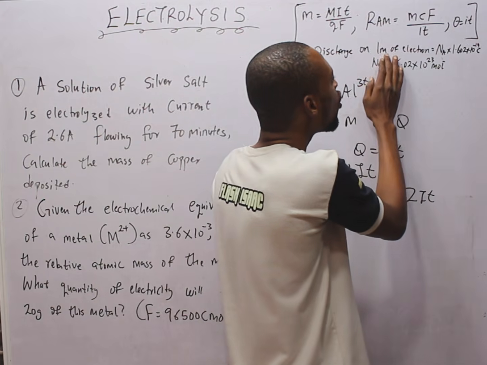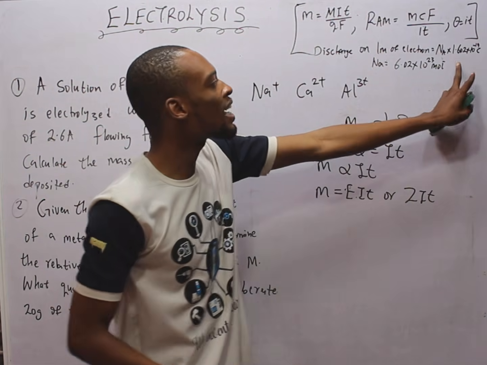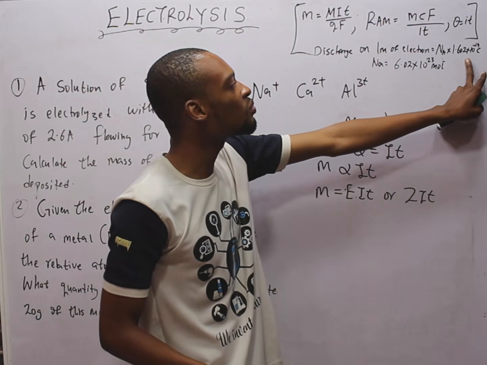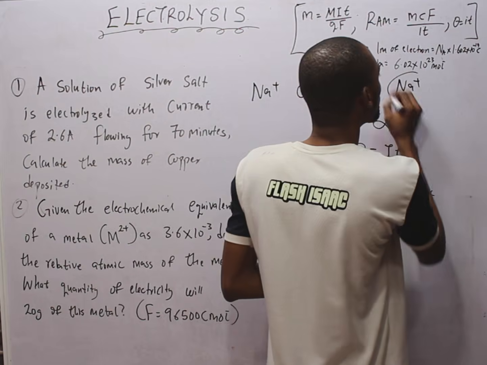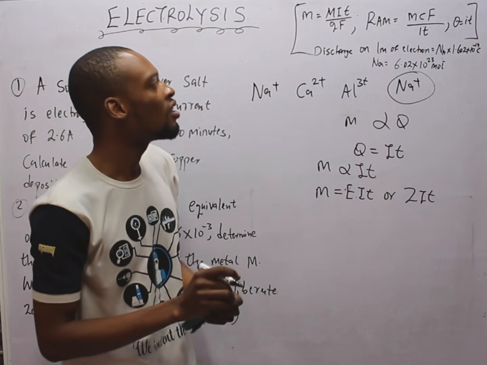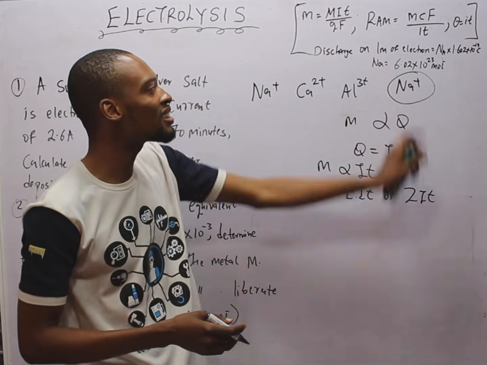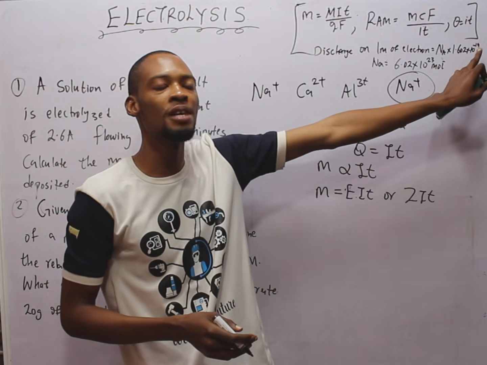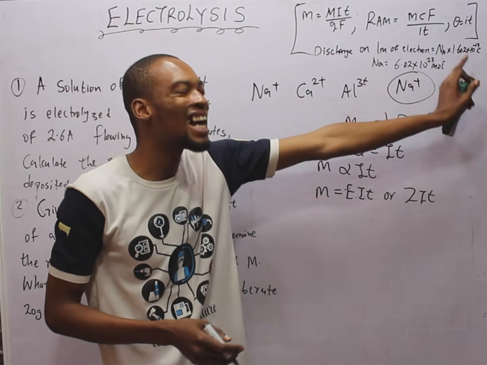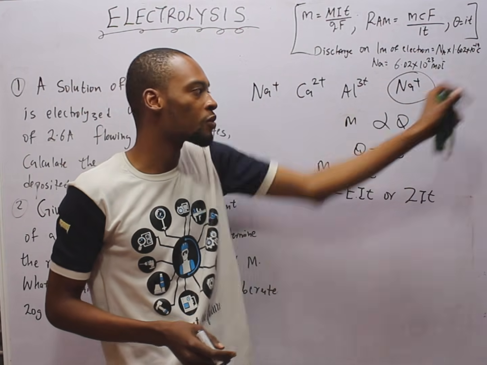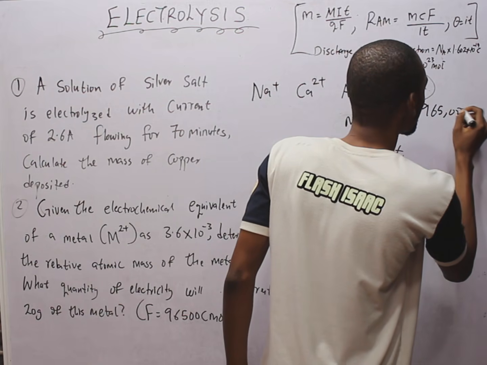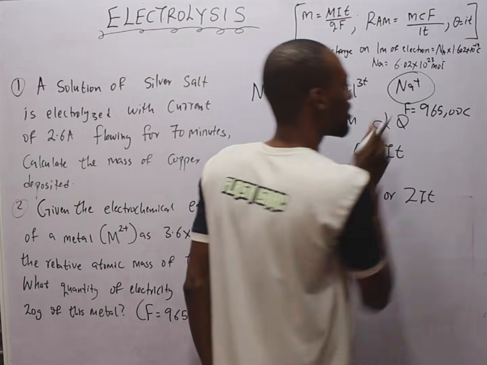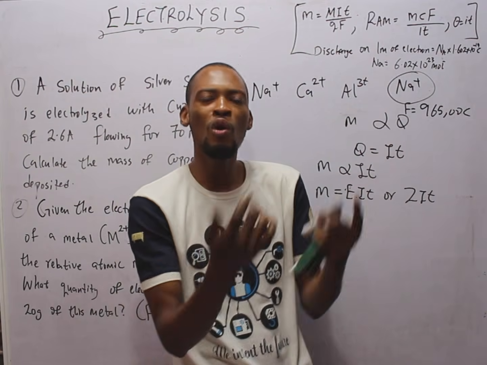The charge on 1 mole of electrons is equal to Avogadro's number times 1.602 times 10⁻¹⁹, which is the charge of an electron. So if you are given sodium plus, it contains 1 electron. Therefore, the charge on 1 mole of sodium is Avogadro's number times 1.602 times 10⁻¹⁹, the charge on the electron. When you multiply, this gives you 96500 coulomb. And this is referred to as Farad. That is the charge on a mole of electrons.